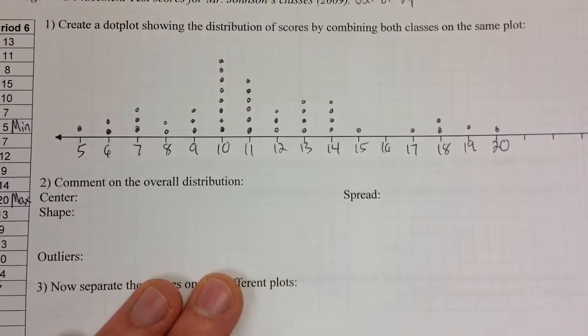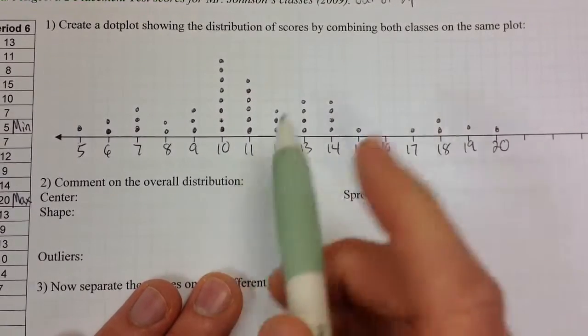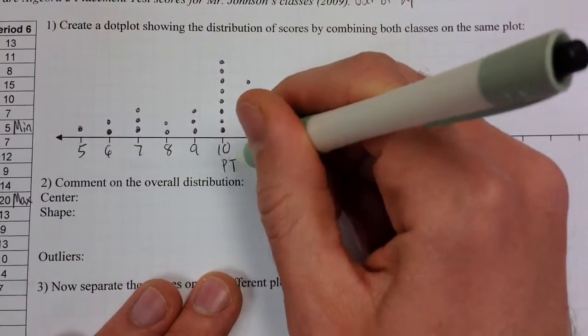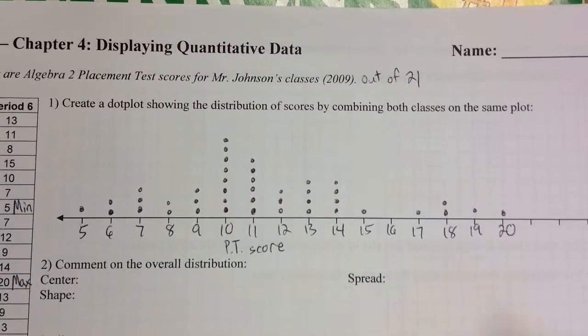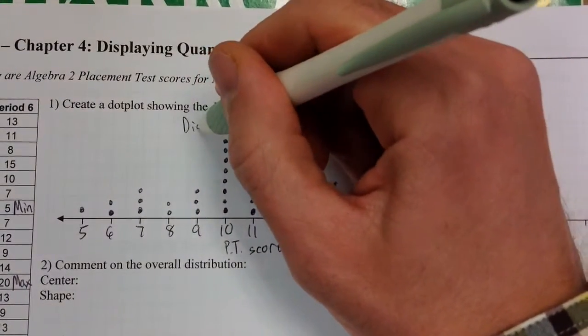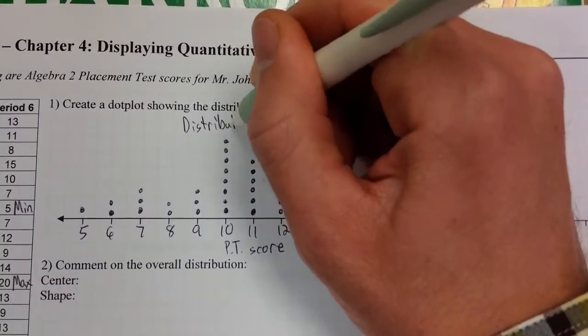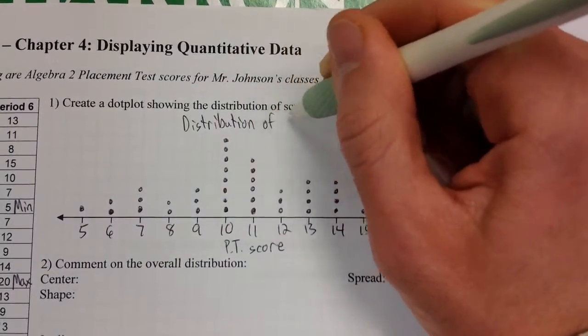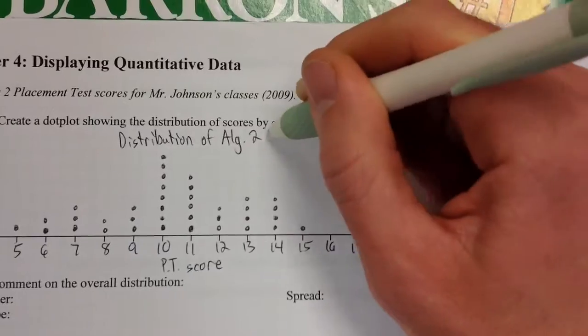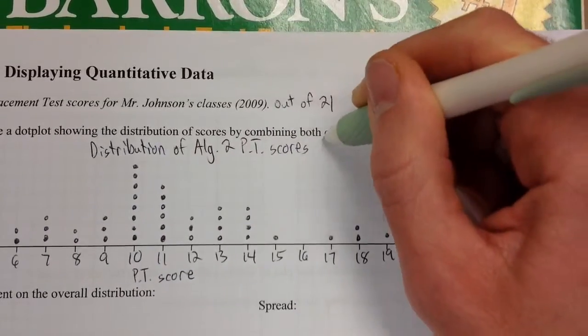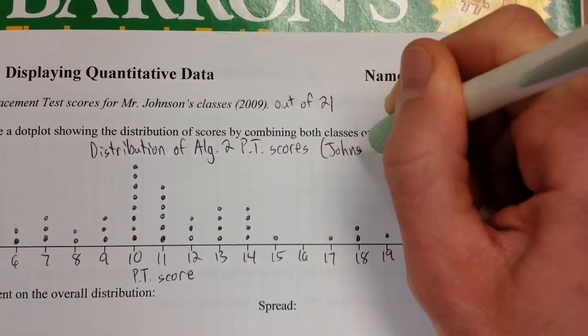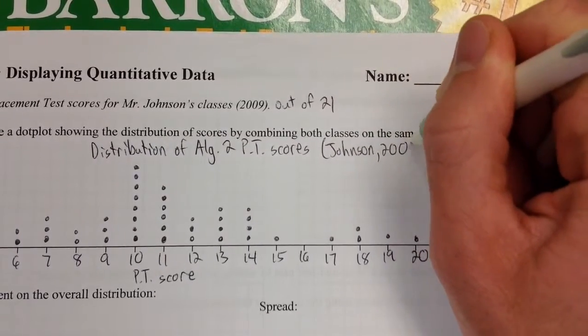One of the things I commented on your Chapter 3 quizzes, label and title. So I will title my x-axis placement test score. And then this graph is distribution of Algebra 2 placement test scores, Johnson, 2009.